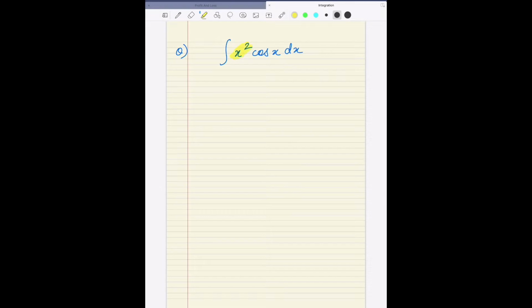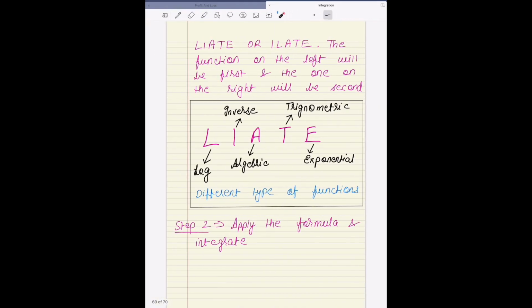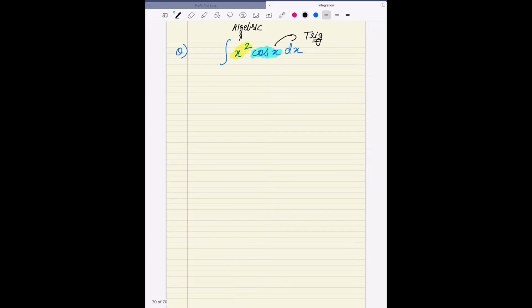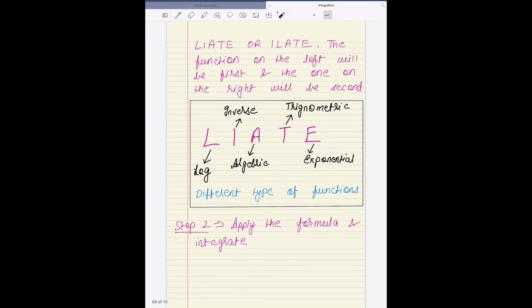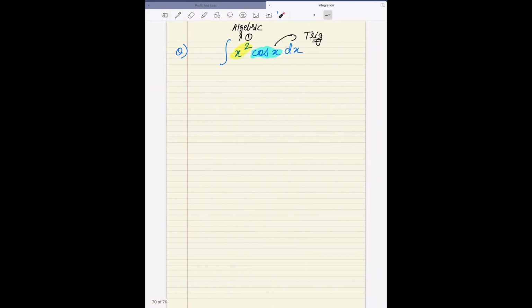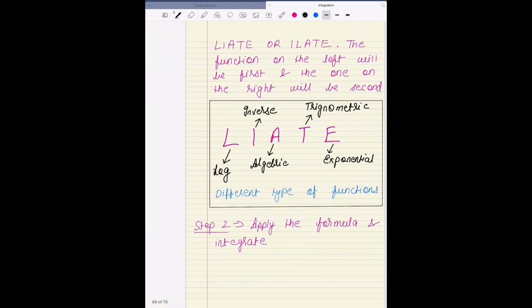Let me just highlight it to show the difference. So x square is algebraic. Let me write it if somebody is not clear. And this is called trigonometric. So if you see ILATE, when you travel from left to right, the first function you encounter is algebraic. So our first function will be x square. You can call it 1. Some people call it UV also. I generally call it 1 and 2. Then after that, when you move, cos x is your trigonometric, which is after the algebraic function. So this will become 2. That's all. This is what you have to do.